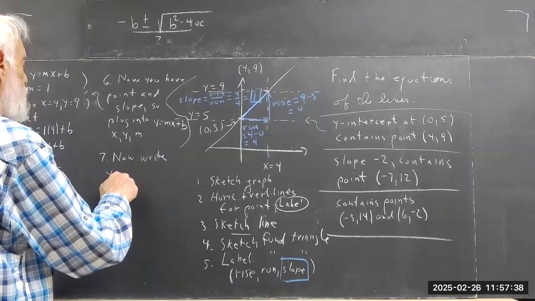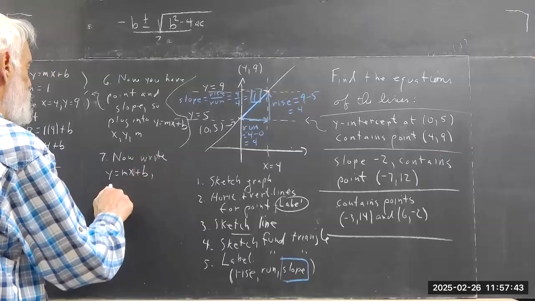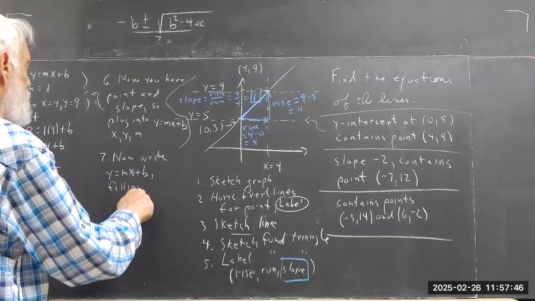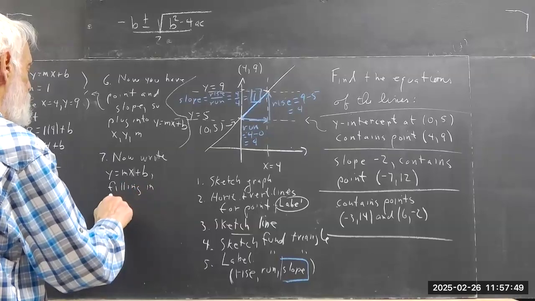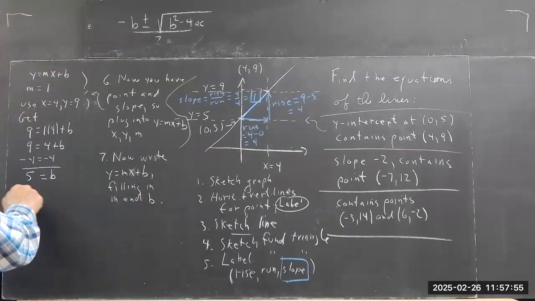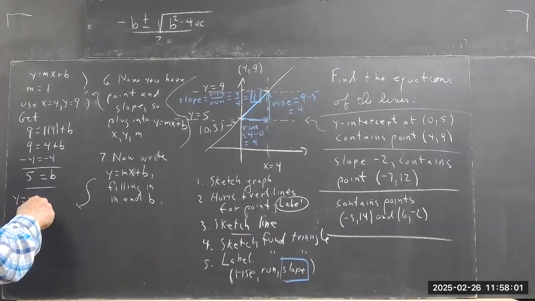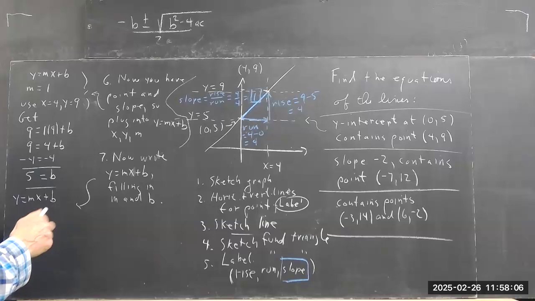Now you write y equals mx plus b, filling in m and b. So now we have y equals 1x plus 5, or just y equals x plus 5.